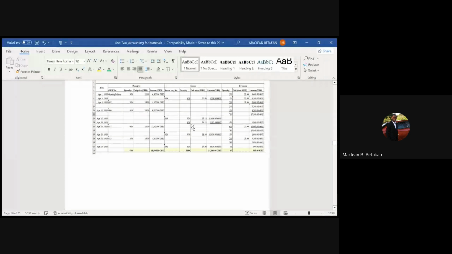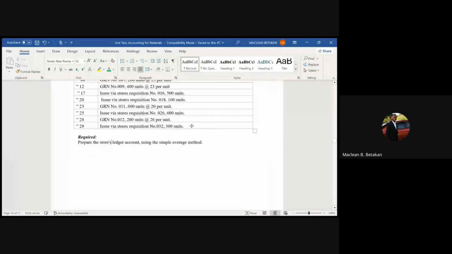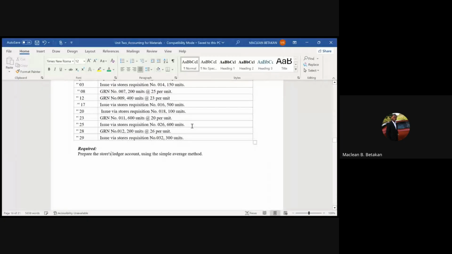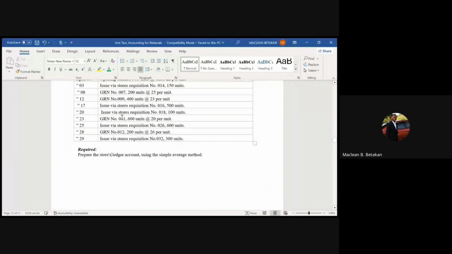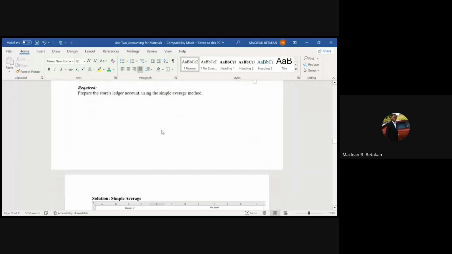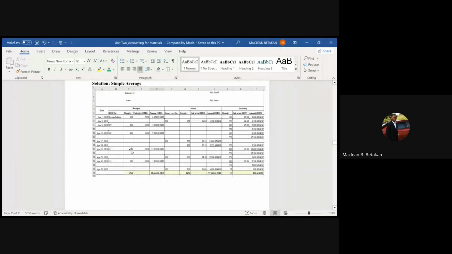Okay. Then let's see our next transaction. We are receiving 600 units at 20 cedis. So 600 units is here, 20 cedis is here. We bring it to the balance side. So we add 600 to 150, we are getting 750 again. Then the total value is 15,500.